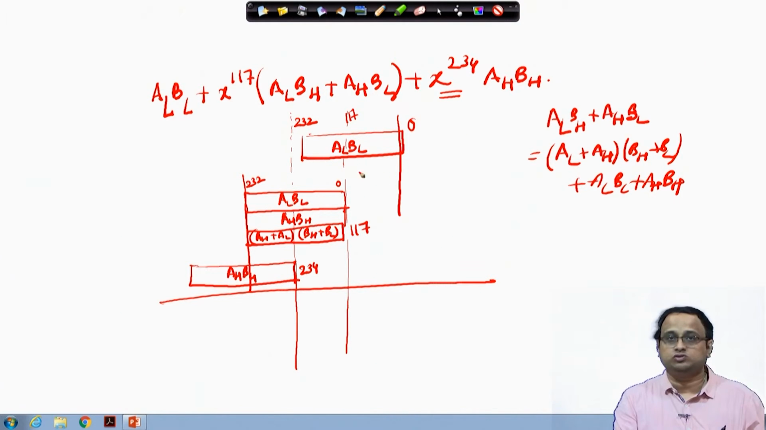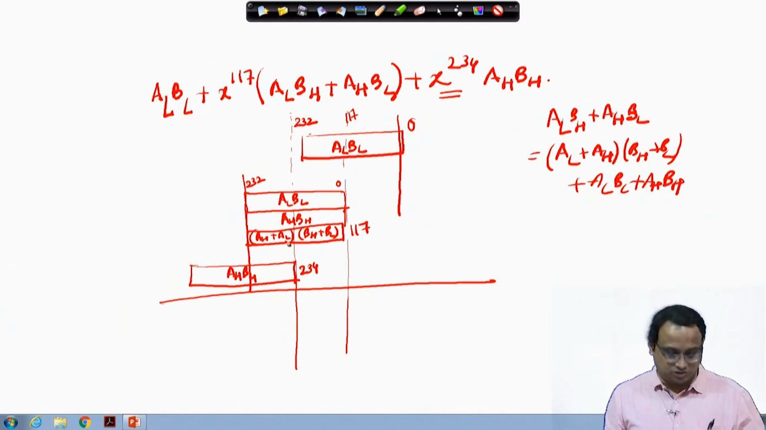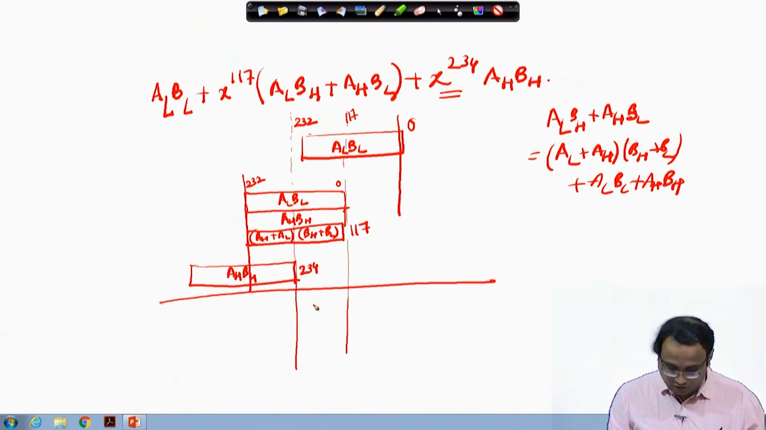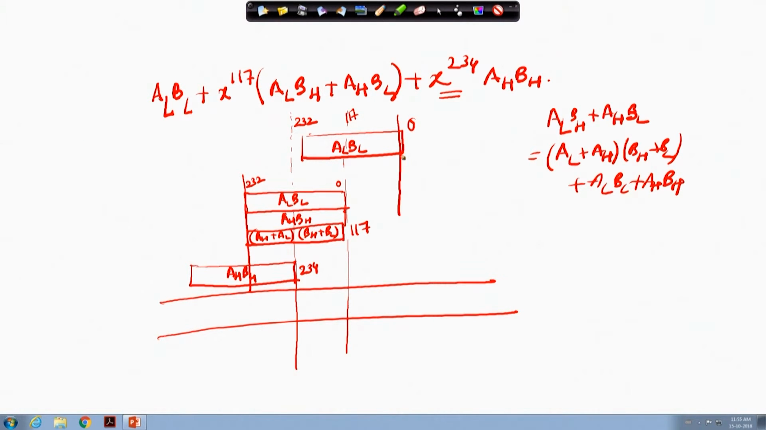Now what we have to do is combine these terms to get the final product. One thing you can easily observe is that from 0 to 116, that means before 117, this is just the copying of ALBL. So this part is very straightforward. You just need to copy from 0 to 116, and that is nothing but copying the lower part.